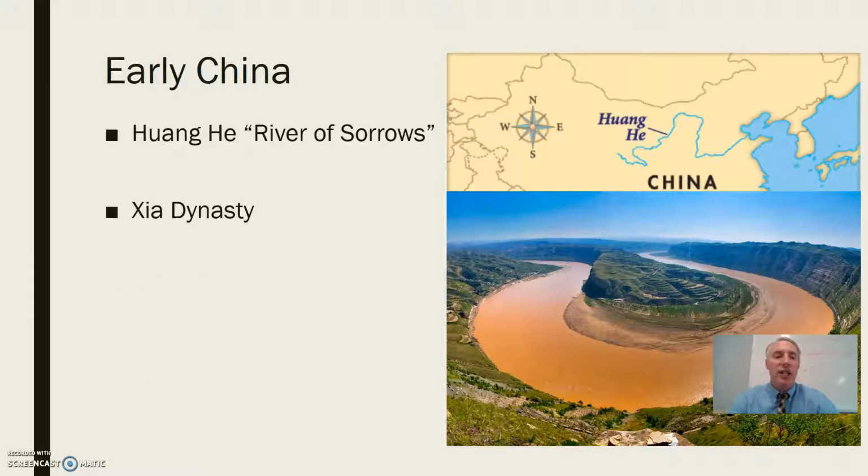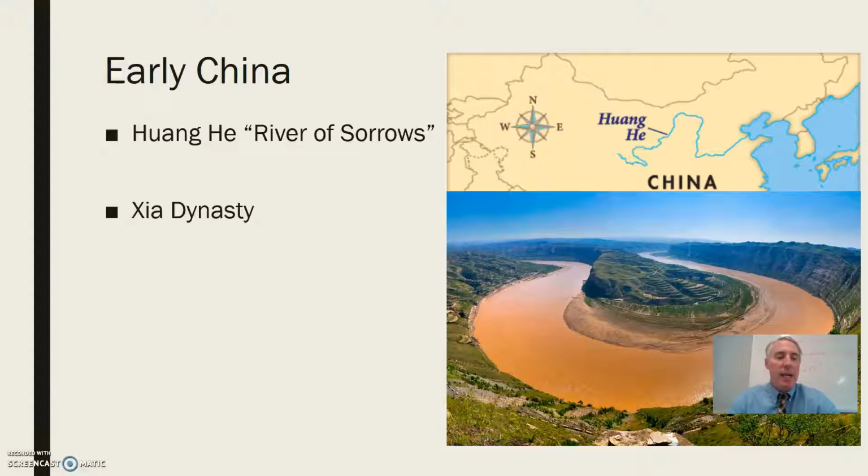The first is the Xia dynasty. Records of the Xia dynasty are very scarce, but it's believed that it started around 2200 BCE or so and established the precedent of hereditary monarchy. Right? It gets passed down from father to son and so forth. And we call this a dynasty. And this is where it starts in China.